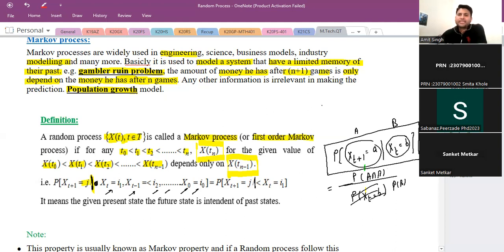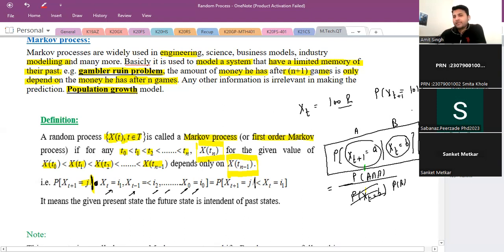For example, suppose that at present a stock is trading at 100 rupees. Let this be the random variable xt, which equals 100. Now I am interested to know the probability that the stock will trade at a price of 101 at time t plus 1. We don't have any further past information, like yesterday's or the day before yesterday's price. It doesn't matter. If we are using the Markov process, we can predict its future value on the basis of only today's value, which is 100 rupees. So what is the probability that it will get this value? This can be done by using the Markov process or a random process.